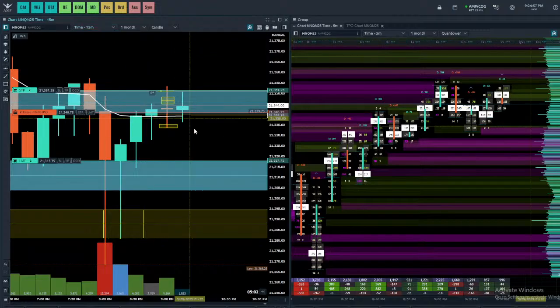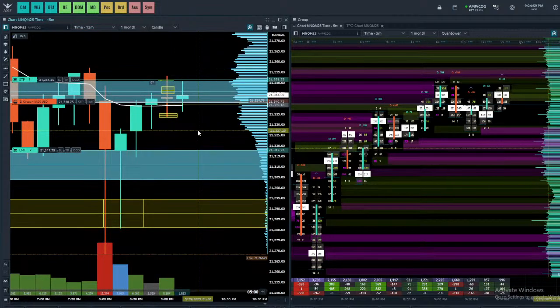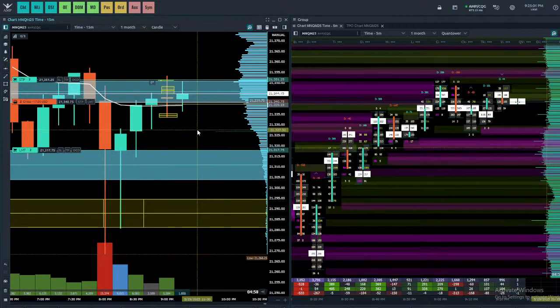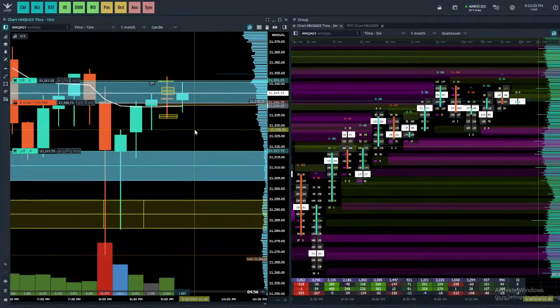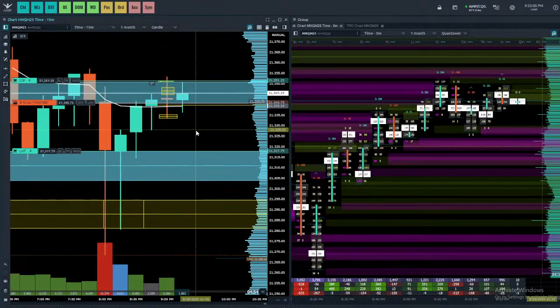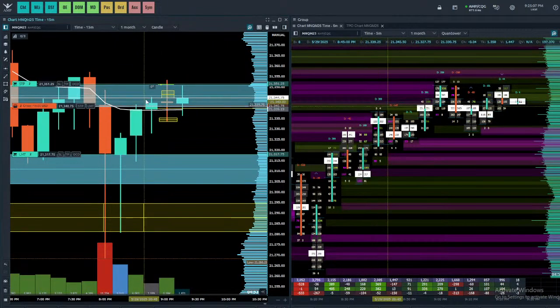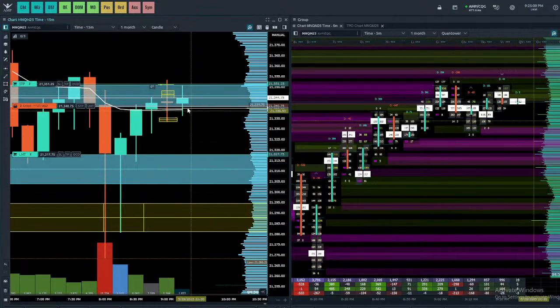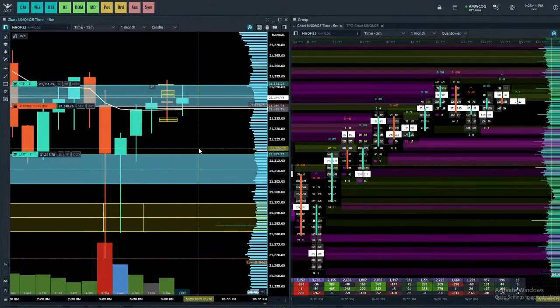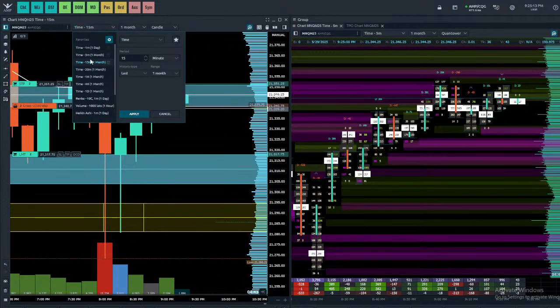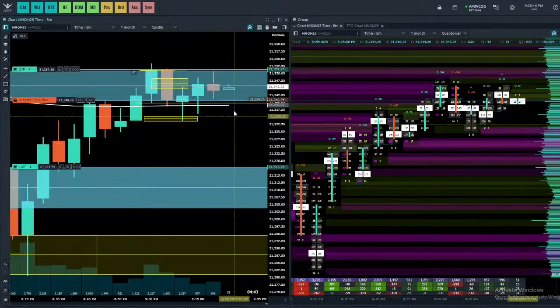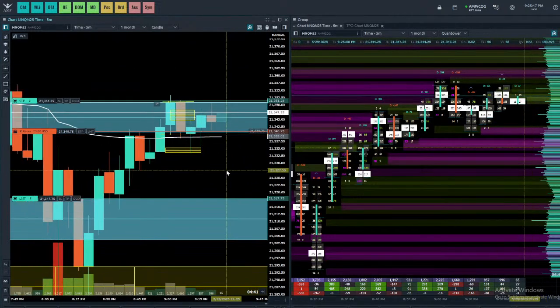I could have been too hasty. What I need to start doing is confirming with my higher time frame. So always confirm with your higher time frame, because looking at my higher time frame, it does not fully look like we broke that high structure. It looks like we're still in here for the long. So that's just something I need to remember.